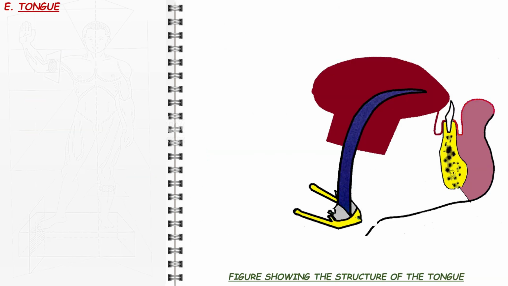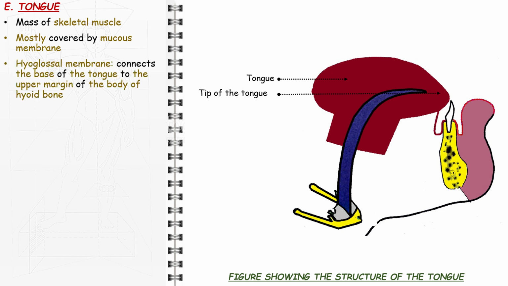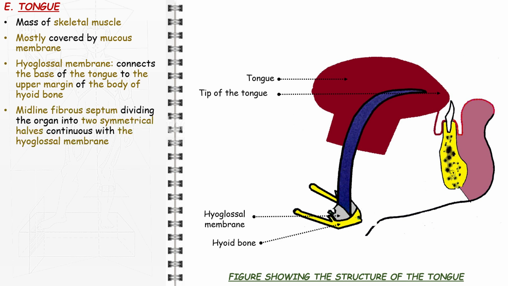The tongue is a mass of skeletal muscle. It is mostly covered by mucous membrane. The hyoglossal membrane is a layer of fibrous tissue that connects the base of the tongue to the upper margin of the body of the hyoid bone. It is continuous at its anterior surface with a midline fibrous septum dividing the organ into 2 symmetrical halves.